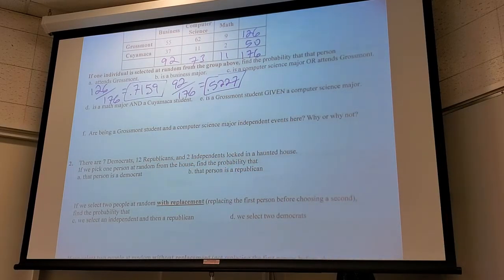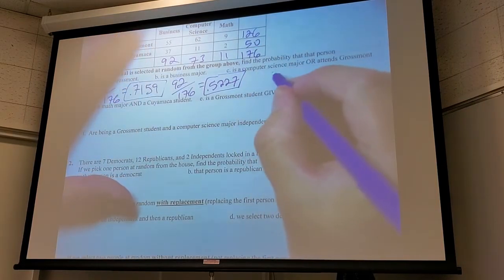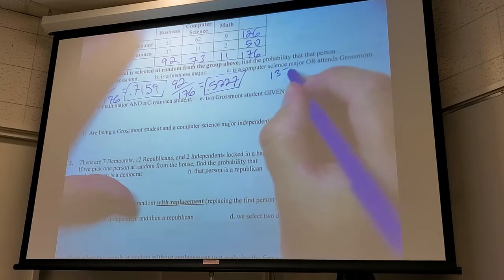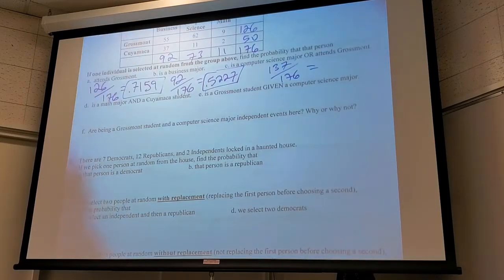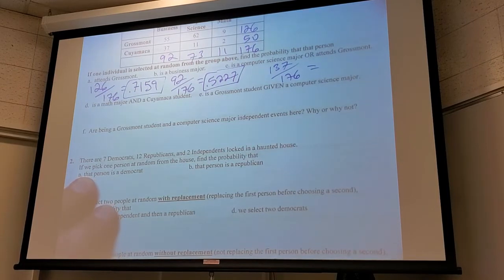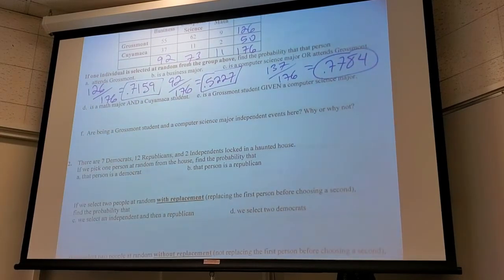So either way you do it, you get, now I forgot what I was doing. 137, it's all right. Out of 176. And then, what's that? 0.77. 7784. Now again, the formula would work. It would just actually be more work than you have to do.